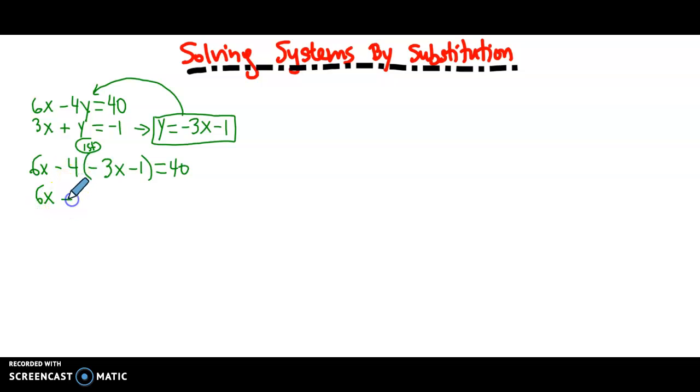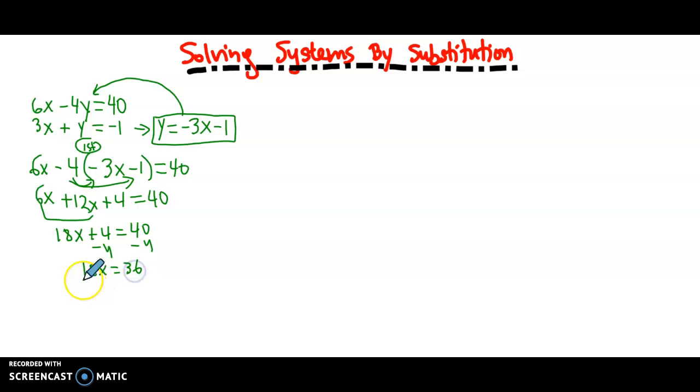If I distribute correctly, a negative times a negative here would be positive 12x. And negative times a negative here would be positive 4. And there's my distributive property. Now I'm going to put together like terms. That's 18x plus 4 equals 40. I'm going to take the 4 over, and I have 18x equals 36. And finally, I want x by itself, so I would divide both sides by 18. And that gets me to x equals 2.